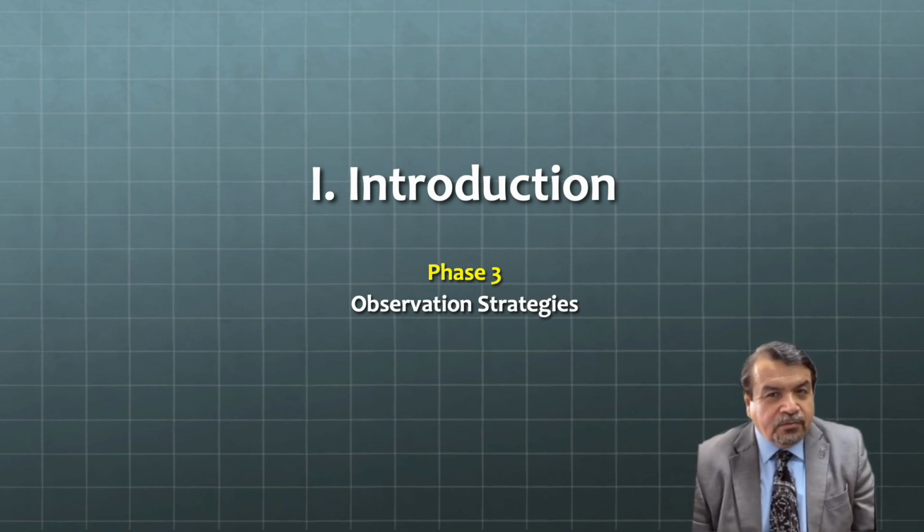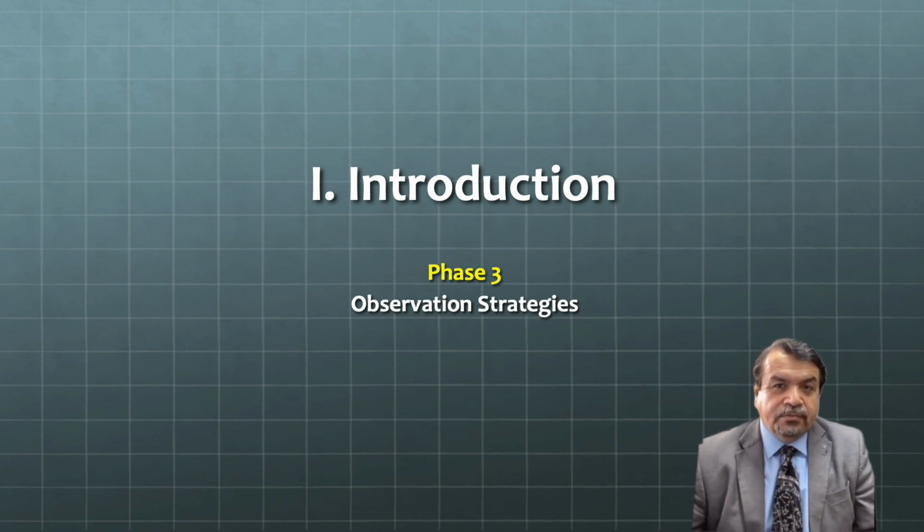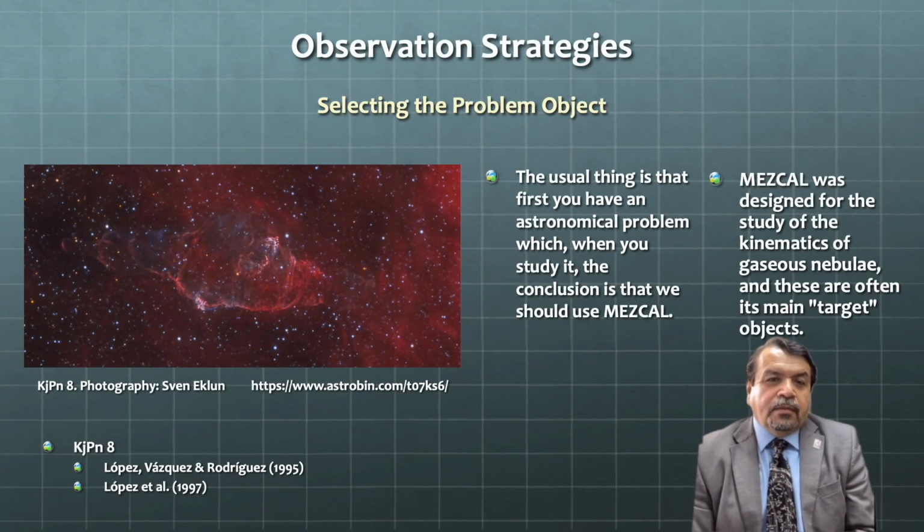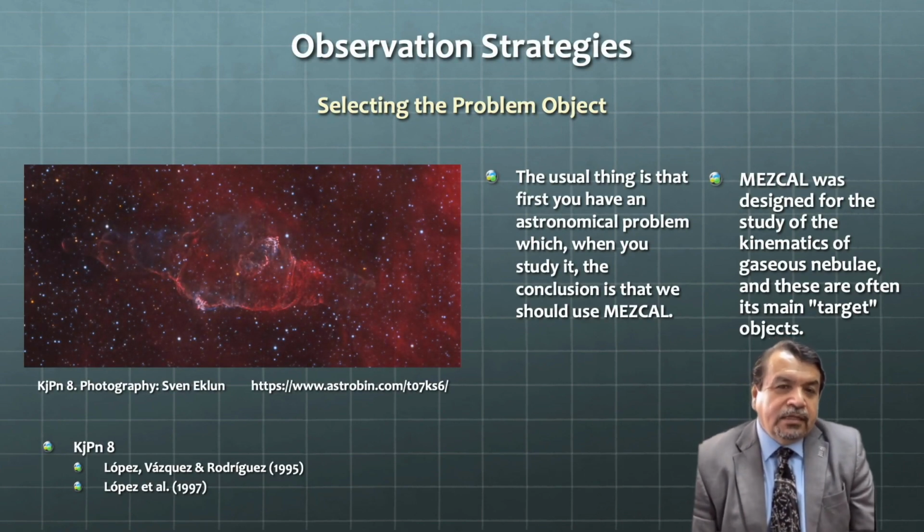Now let's examine the observation strategies. What information do we need to know? And how do we determine our approach for conducting the observation? Let's select the object.